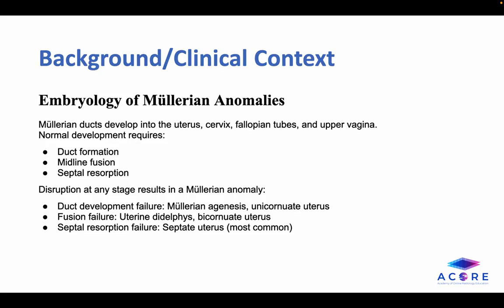So for some background on the embryology of these anomalies, normally the development of the ducts requires 3 sequential steps. First, the paired Müllerian ducts must form correctly, and failure of this duct formation can result in anomalies such as Müllerian agenesis or a unicornuate uterus.